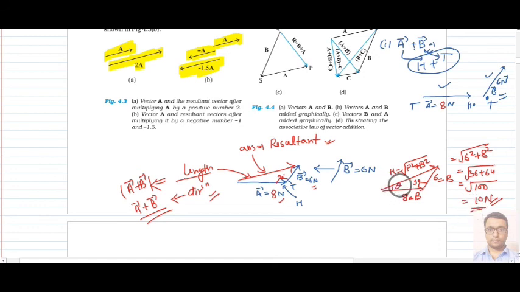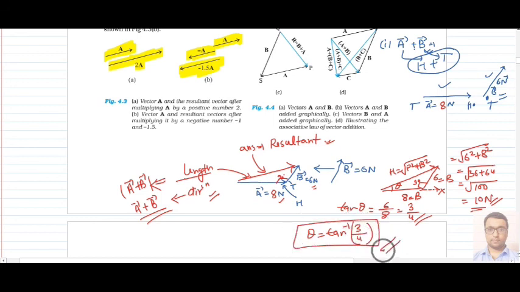Direction you can also calculate. Suppose this is your positive x-axis, then tan theta, or the angle from the positive x-axis, will be perpendicular upon base, or this will be 3 by 4. Or theta is given in this form also, tan inverse 3 by 4. So this is our answer. We have got theta and we have got its magnitude also. If someone asks you how many centimeters it is, you will say 10 centimeter. You can measure it also.